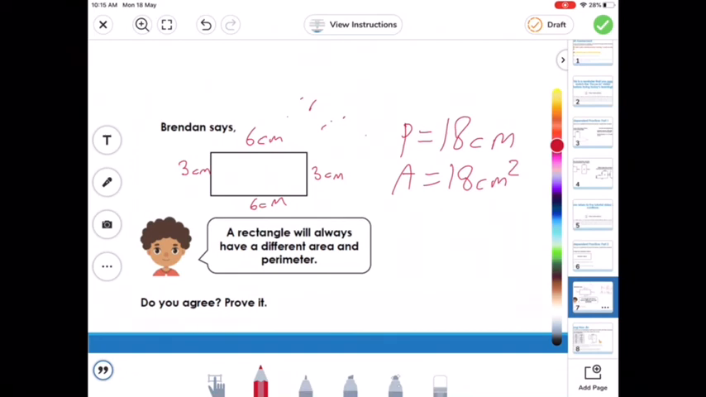So Brendan says a rectangle will always have a different area and perimeter. He is incorrect because a 6 by 3 rectangle has the same area and perimeter. I believe that's the only rectangle which may have the same. If you can find another one, comment and let us know. But yeah, Brendan is wrong.